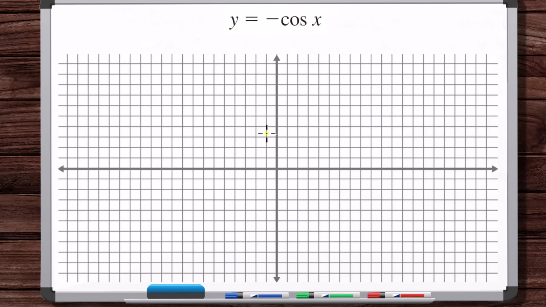Okay, let's sketch this one. Before I draw the axes and the scale of the axes, let's look and see what the period and the amplitude are. Here the amplitude is 1. Even though it's been multiplied by a negative, the amplitude is always positive, and the period is unchanged. So 1, 2, 3, 4, 5. Let me put 1, 2, 3, 4, 5.